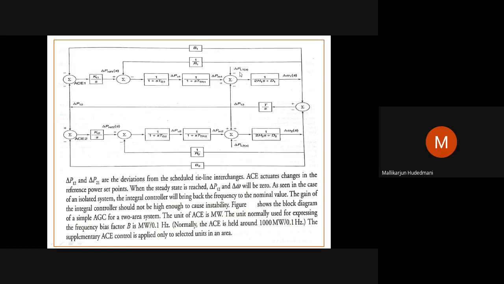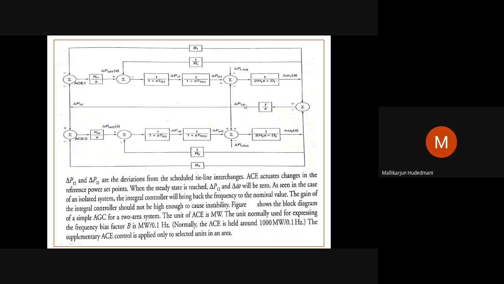There was an increased load in area 1. Because of that, frequency deviation was experienced. This frequency deviation enters ACE at the input. Because of the additional load, there was a flow here, a delta P12 mismatch among the power flow between area 1 and 2. That is delta P12.